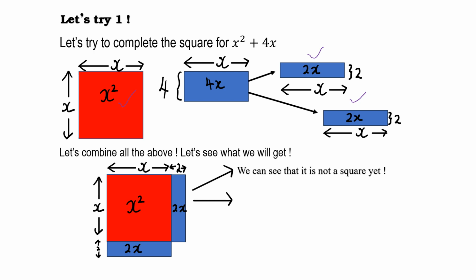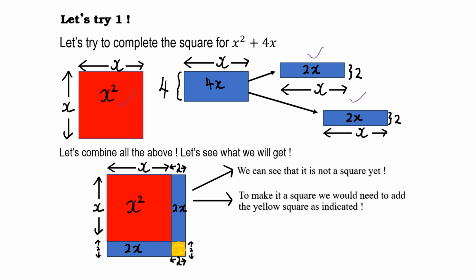We can see that it is not a square yet. What is missing is this part here. So what do we need to do to fill up this part? Yes, we need to add the yellow square. This yellow square will have length 2 units and breadth 2 units.